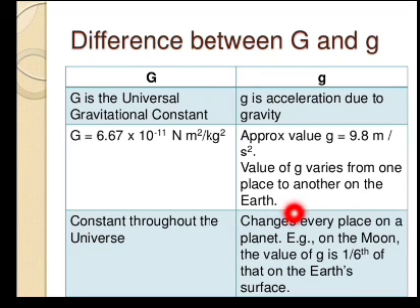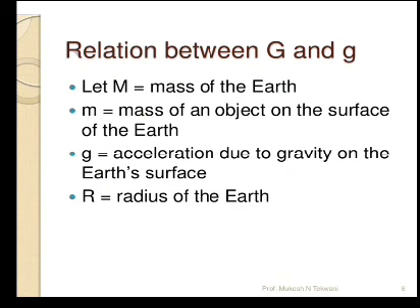Whereas gravitational acceleration changes at every place on a planet. Example, on the moon, the value of g is 1/6 of the Earth. Also, it changes with height, altitude, depth. So now next, the relation between gravitational constant G and small g.